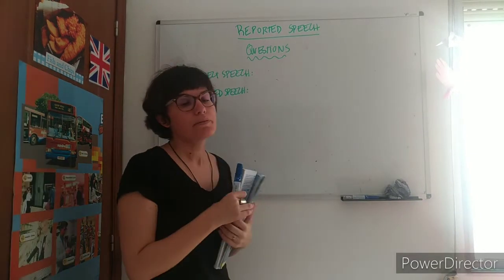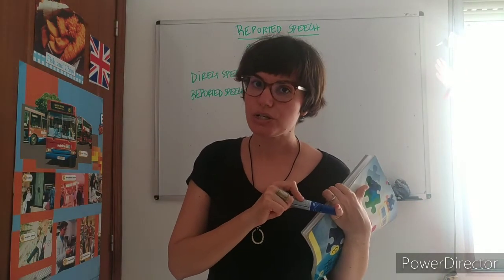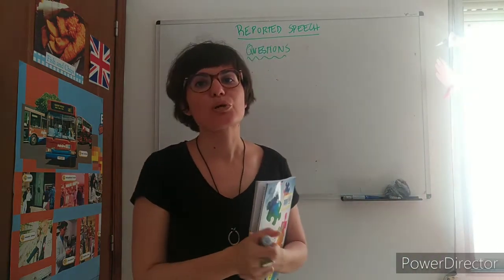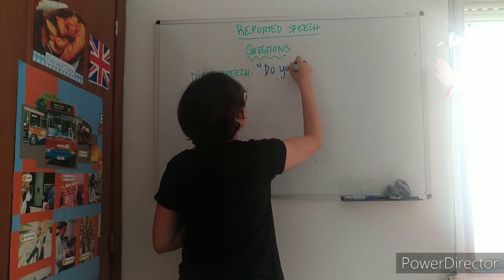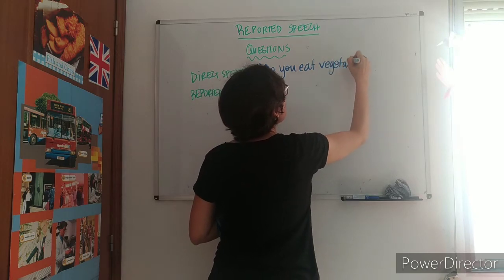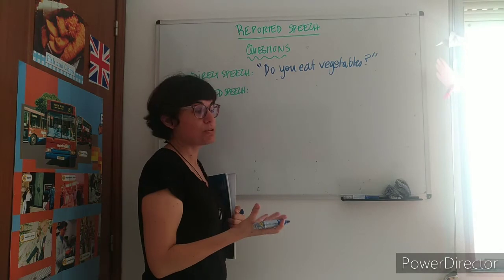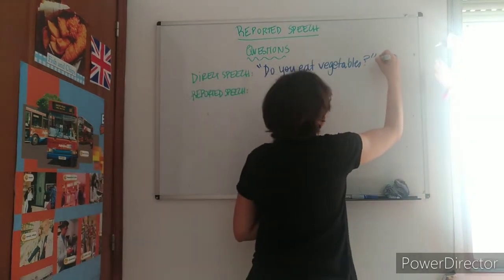So you know that in English there are two types of questions. One is the yes-no question. It means that the answer is yes or no, and they start with an auxiliary verb. So, for example, do you eat vegetables? So this is a yes-no question because the answer is yes, I do, or no, I don't, okay?